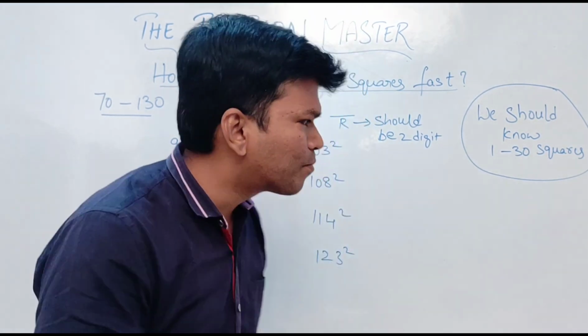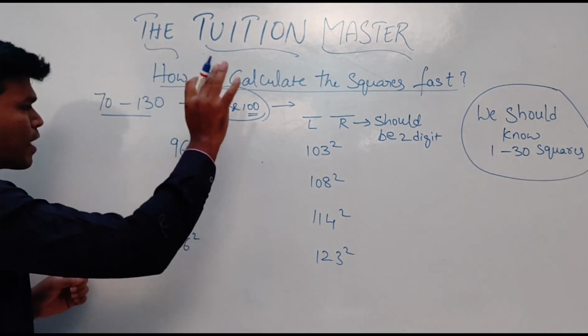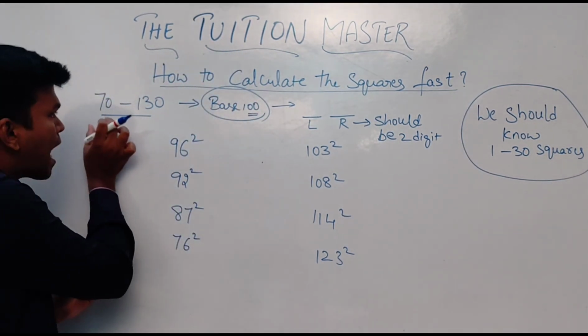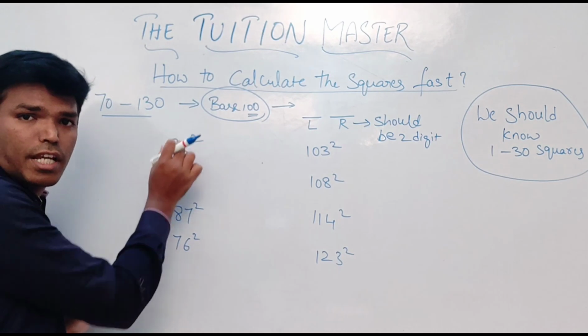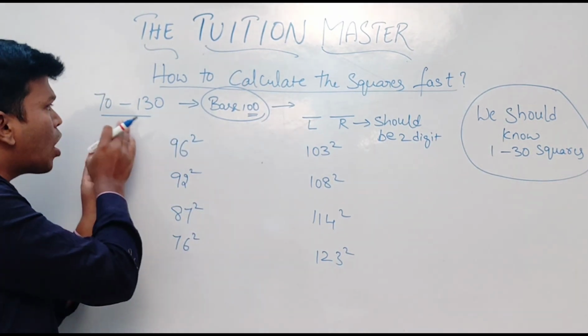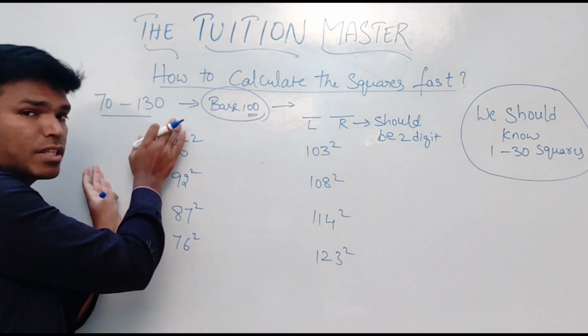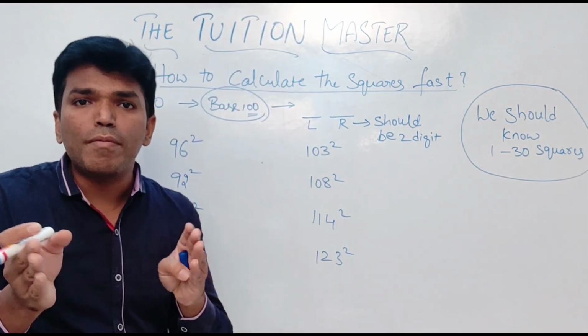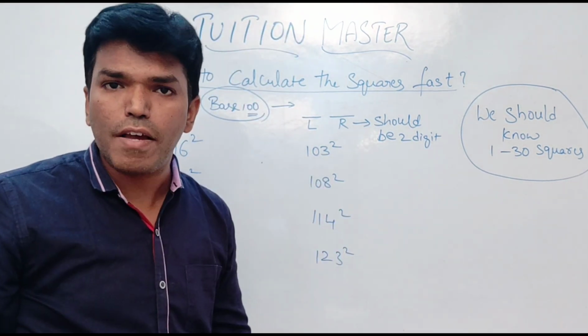Okay, let us start. First, I will tell you the basic procedure. For calculating the squares from 70 to 130, initially I will explain how to calculate the squares from 70 to 130. Later, I will explain from 30 to 70.